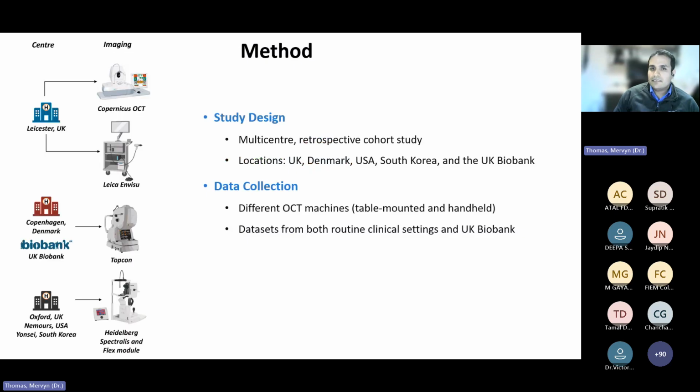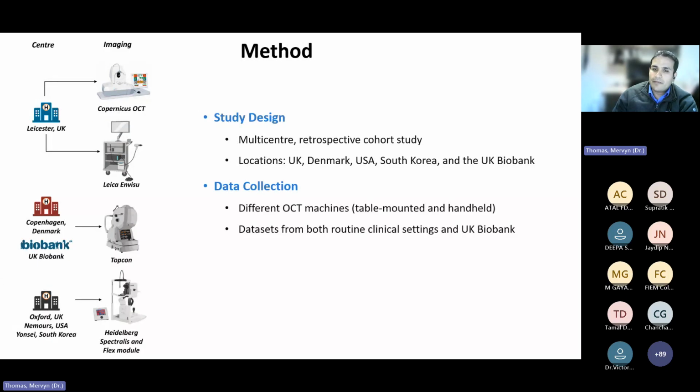In terms of study design, it was a multi-center, retrospective cohort study, and we had a number of different locations. We also tapped into UK Biobank. Now, one big problem in ophthalmology is that we have different OCT machines, and they have different scanning protocols. So you can see the variety of different data that one might come across as a result. These are some example images and example machines that we use.